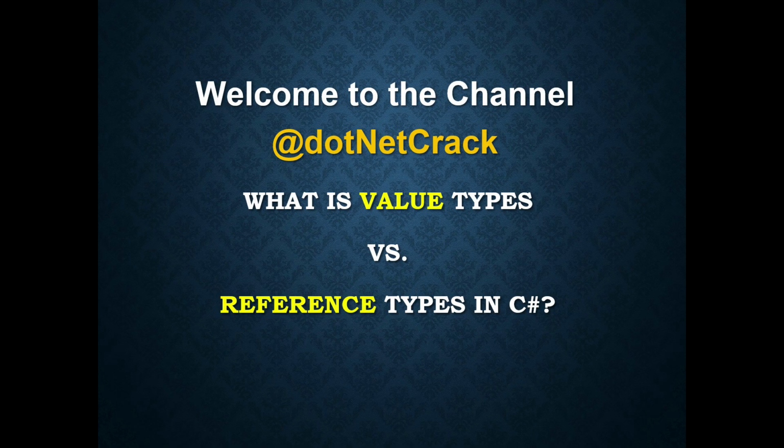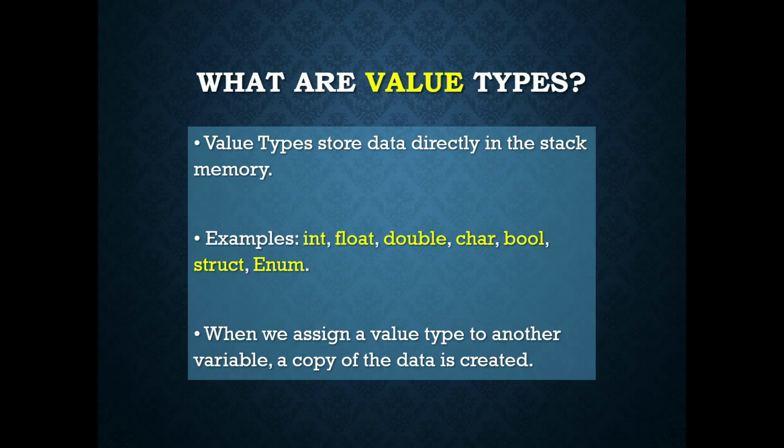In this video we are going to learn what value types versus reference types are in C Sharp. Let's see the definition of value types and reference types. What are value types? Value types store the data directly in stack memory. In C Sharp there are two types of memory: one is stack memory, and the other is heap memory.